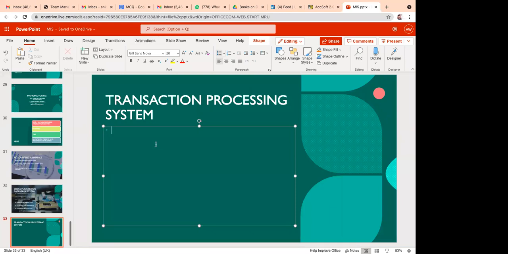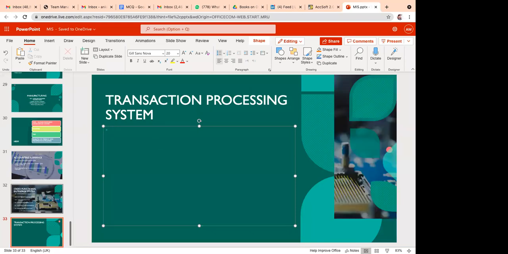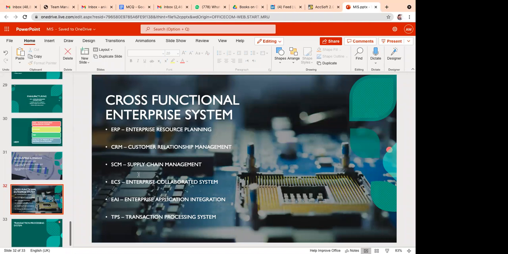So guys, let's start now. And I think if you do remember, in the last session, we discussed all these cross-functional ERPs. And we discussed the meaning of what is ERP, what is CRM. We discussed SCM as well, ECS, EAI, and TPS.